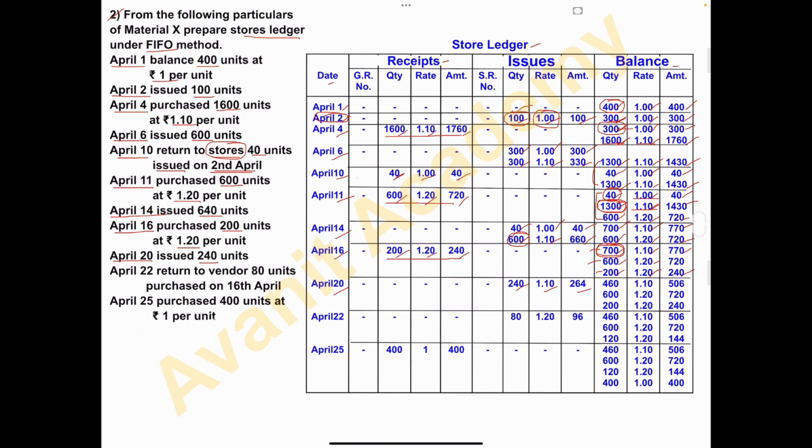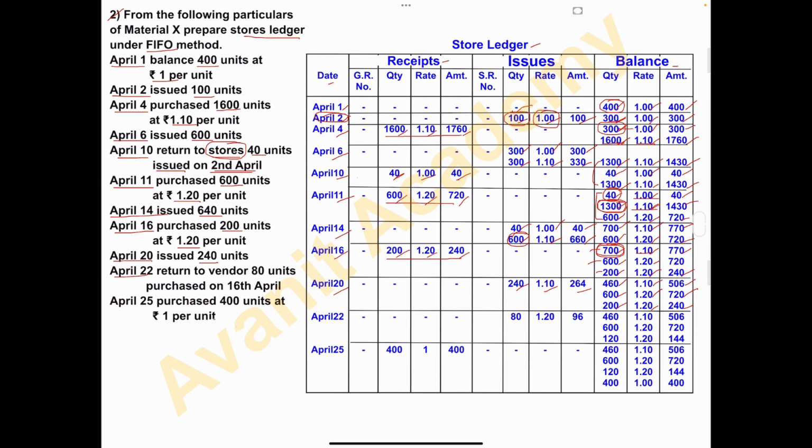We'll write the balance. From this 700, we have issued 240, correct? From this first purchase, from the 700, we have issued 240. So how many units are left? 460 units. And the rate is same, 1.10. 460 into 1.10, and the amount is 506. Remaining two stock as it is, that is 600, rate per unit 1.20, and 720, 200 at rupees 1.20 and 240. Next transaction is on April 22nd.